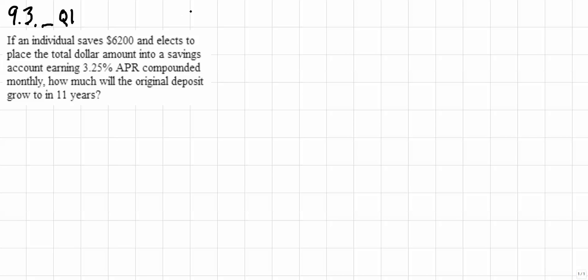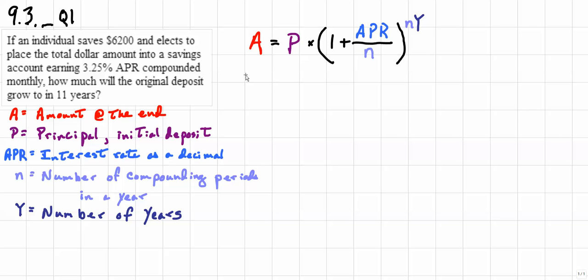So we're going to use the formula A equals P times the quantity 1 plus APR over N raised to the NY power, where each of these are: A will be the amount at the end, P is the principal or initial deposit, APR is the interest rate as a decimal, N is the number of compounding periods in a year, and Y will be the number of years. So we simply have to identify which one of these numbers in the problem corresponds to each one of the letters in this problem.